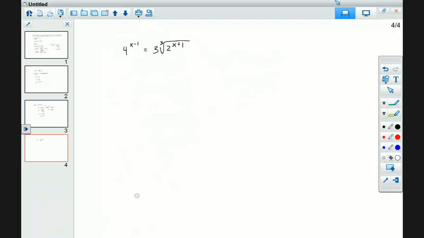You're going to run into something like this on number 16. Okay, so we're going to deal with roots here. What would you do? Cube both sides? Yeah, okay, that's an option. Let's try it. So we end up with 4 to the 3x minus 3.